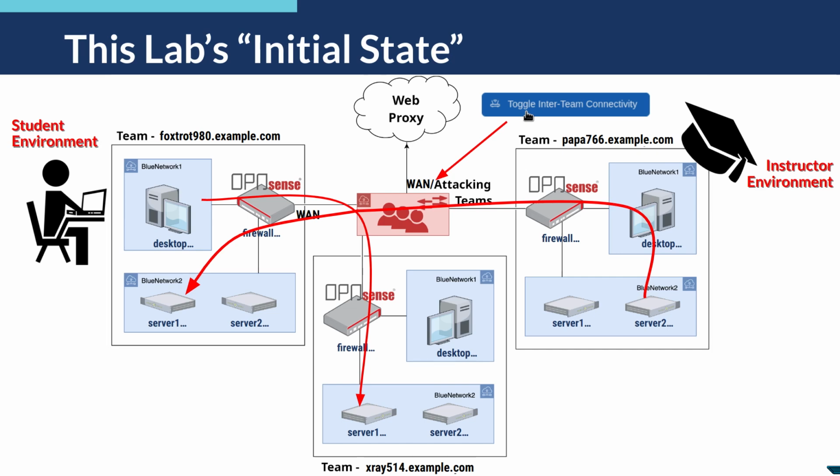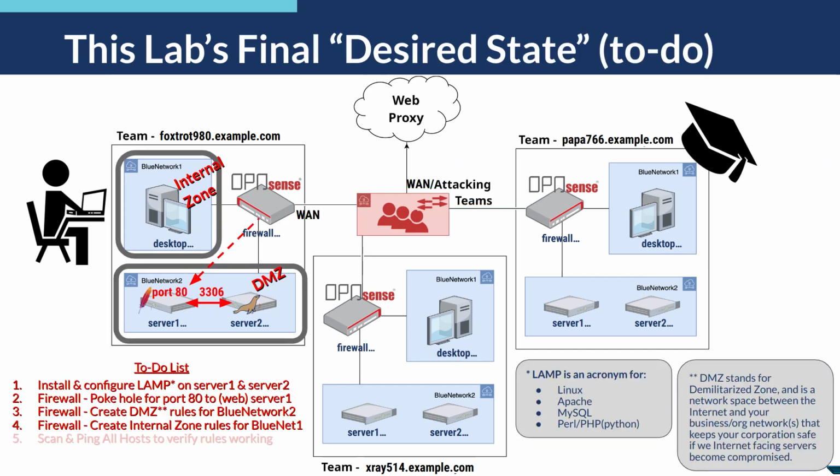So it allows you at that point to pass packets between your environments. This is the final state that this lab is going to have you do. So we talked about installing LAMP on servers 1 and 2. The firewall, you're obviously going to have to poke a port 80 hole through. We're not doing 443 because we're not doing certificates. This is just a basic class on firewalling and networking. So poke a hole for port 80 to server 1.